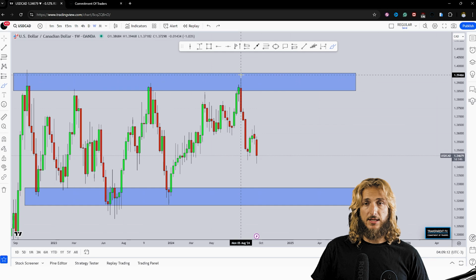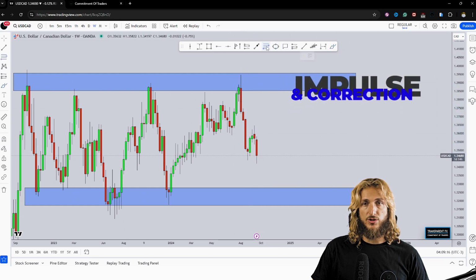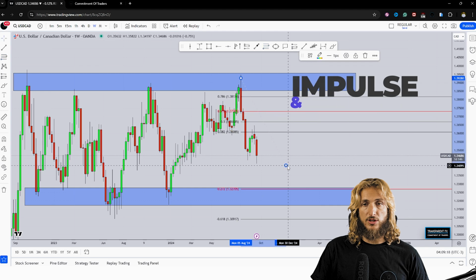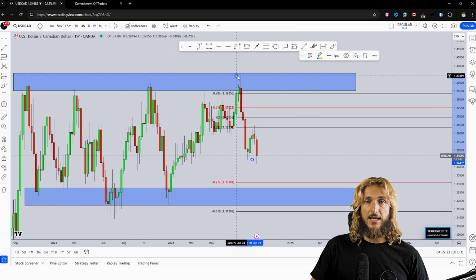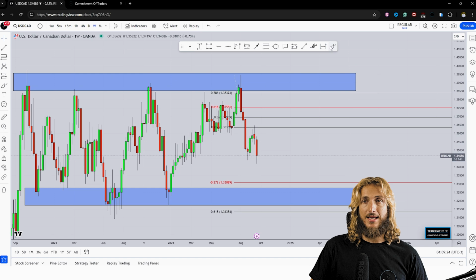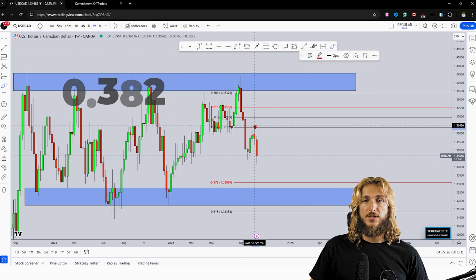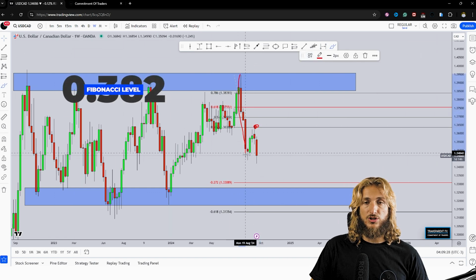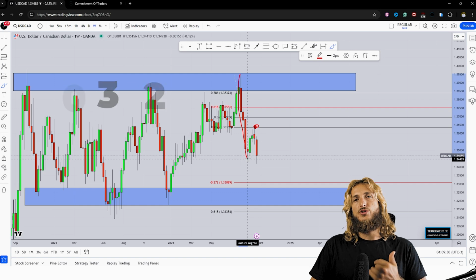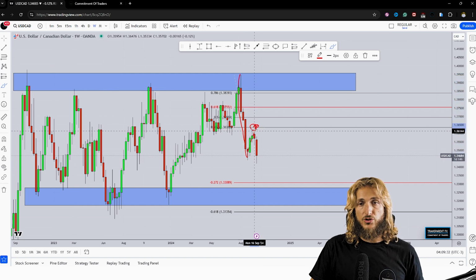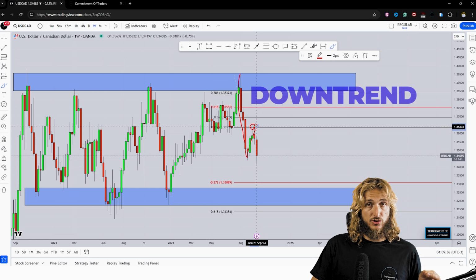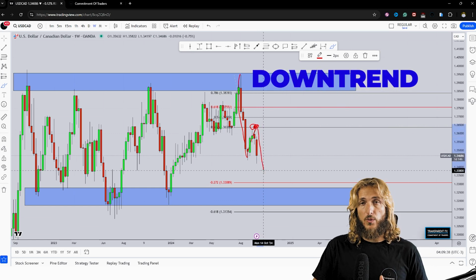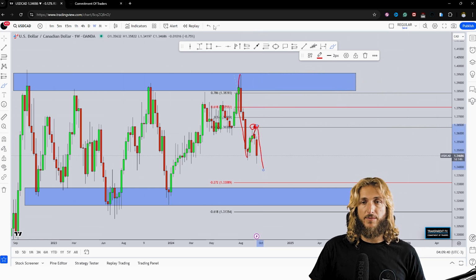We can also notice that we have an impulse and correction, and in general, after an impulse, if you want to measure the correction, you have to take your Fibonacci from the high to the low of the impulse leg. And what this shows us is that the market has retraced exactly to the 0.32 of the Fibonacci taken on the impulse leg, which is the first retracement level to which you expect the market to create a correction in the case of a strong trend before then continuing lower, which is in fact exactly what the market did.